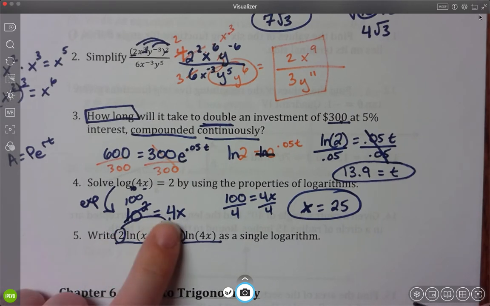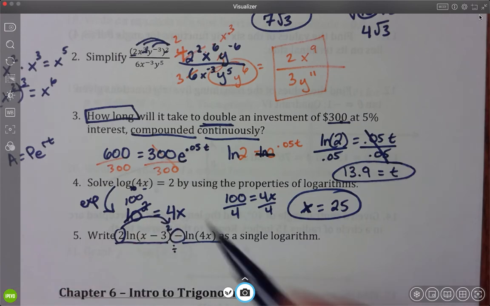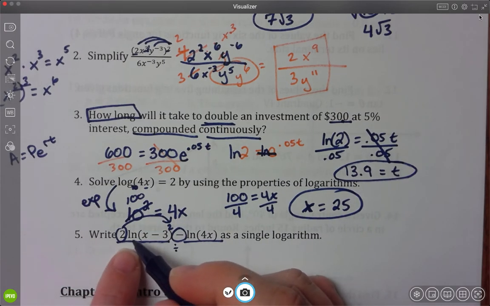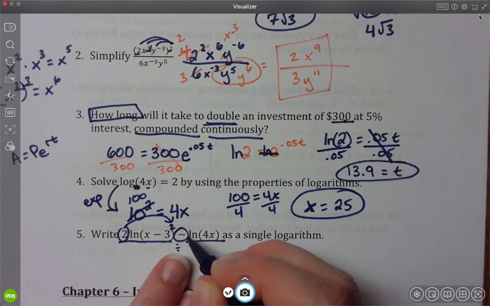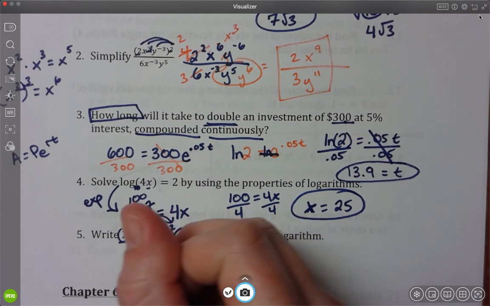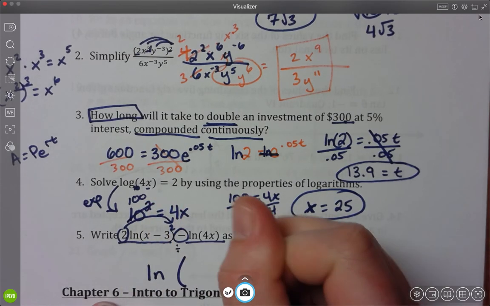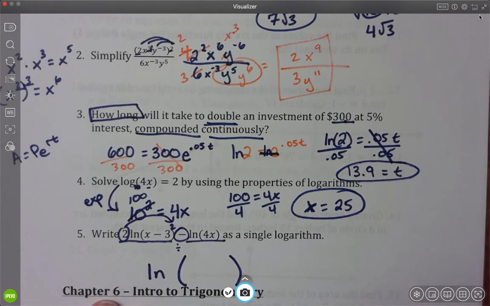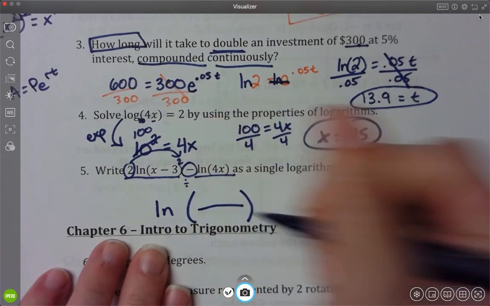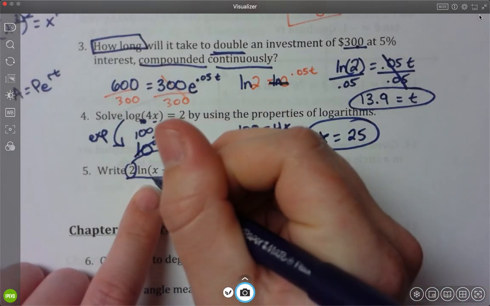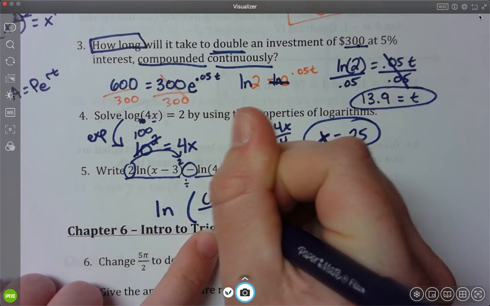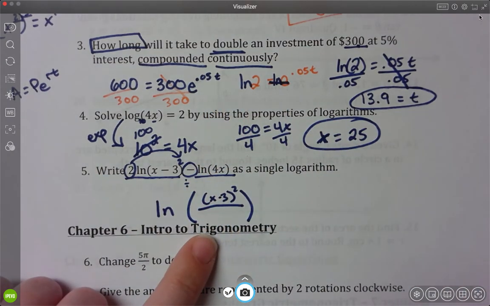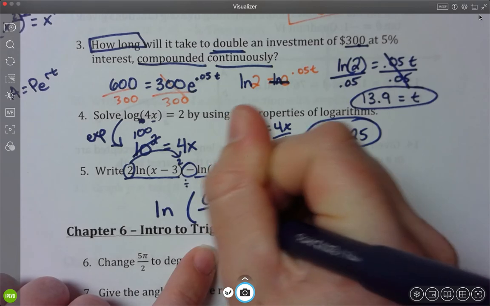That 2 can go forward and backward however it wants, as long as there's a log or an ln there. So now I have ln of x minus 3 squared minus ln of 4x. I want to put them as one single ln, and I'm going to end up dividing. So I'm going to write out a division, and the thing that goes on the top is the thing that comes before the subtraction symbol. So x minus 3 squared goes on top, and I'm dividing by 4x on the bottom, and this is what it will look like.